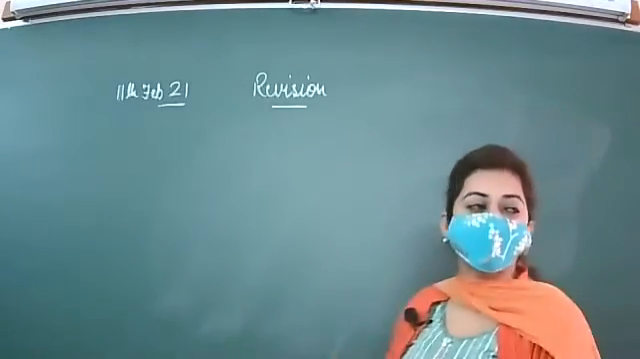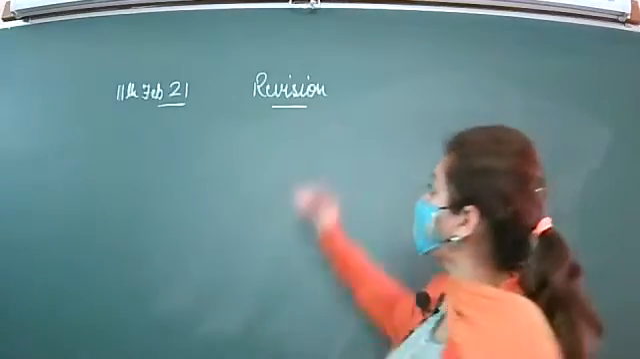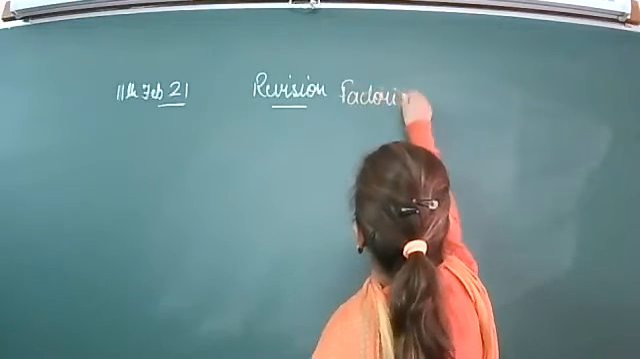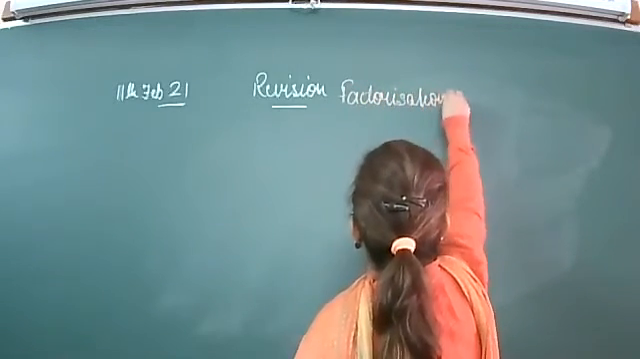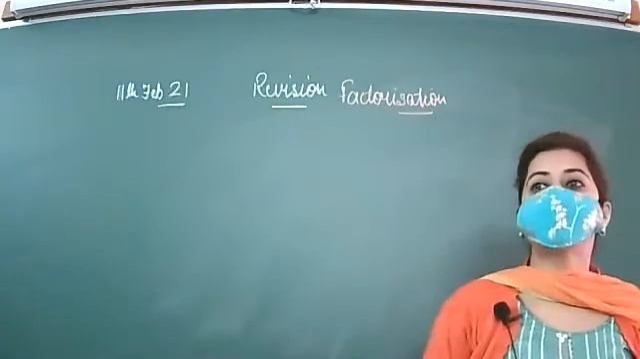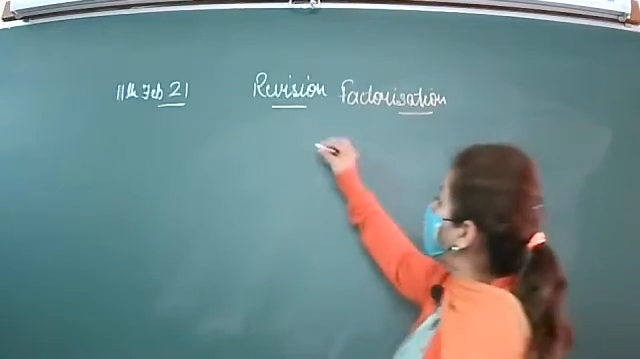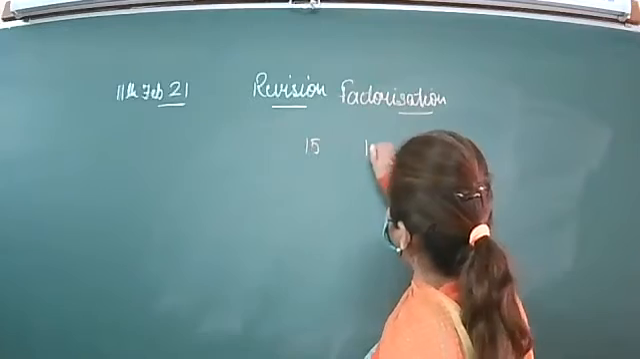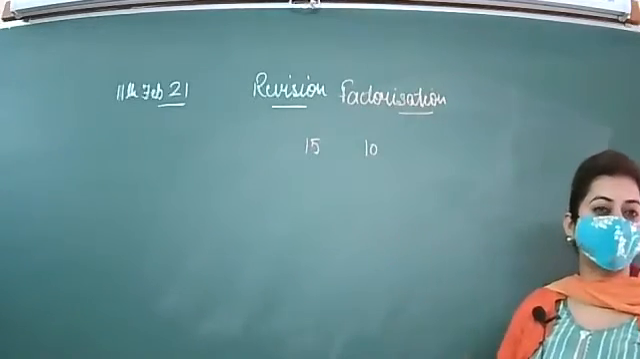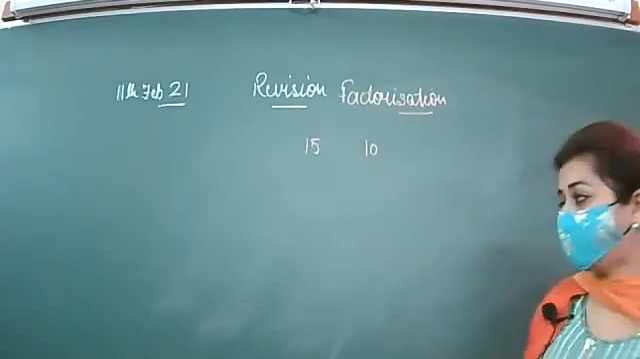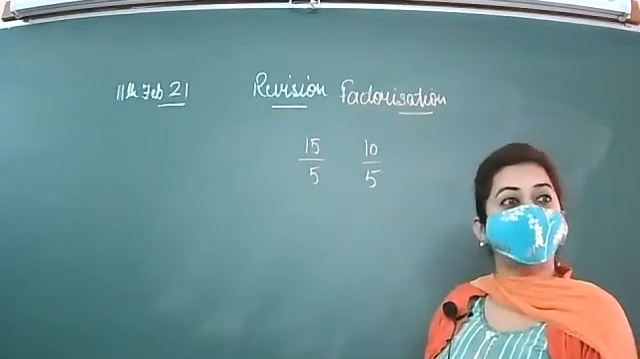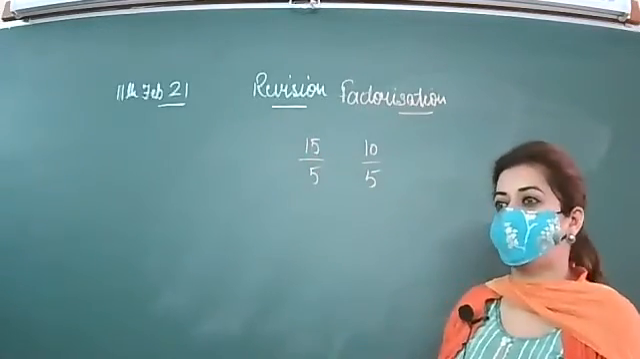Now in the revision, we are starting with the factorization chapter. In the factorization, firstly, let's understand the meaning of the term common factor or GCF or HCF. Like I have written 15 and 10 here. So what is the common factor of these two numbers? 5. Both the numbers are divisible by 5, so 5 is the common factor of these numbers. Got it?